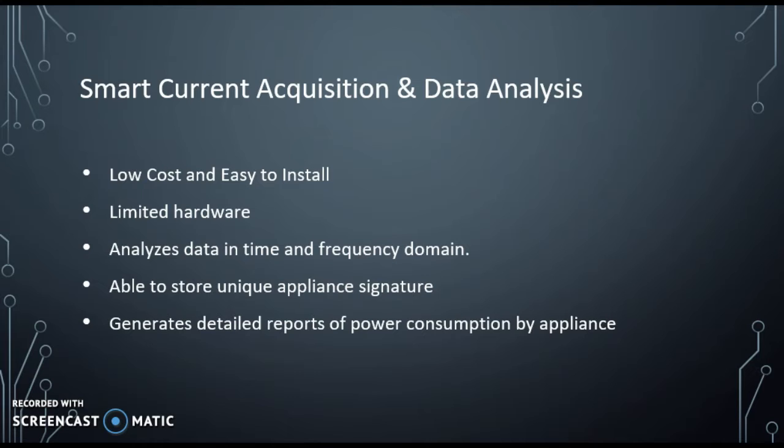A current transformer will be placed on each of the two service entry conductors in the breaker panel, and by analyzing the current both in the time domain by looking at start signatures and in the frequency domain by sampling and running FFTs in real time, the device will be able to tell when a new appliance has turned on, save that appliance's unique signature, and recognize when it turns on and off in the future. By doing this, it will be able to generate reports of the user's total power consumption, as well as power consumption by each appliance, so that users will have a better idea of what they're spending their money on when they pay their utility bill.